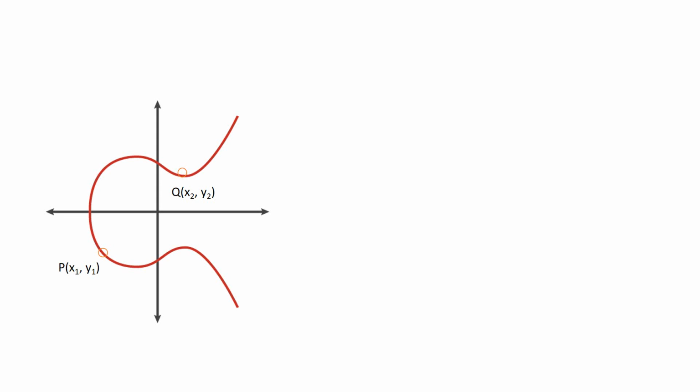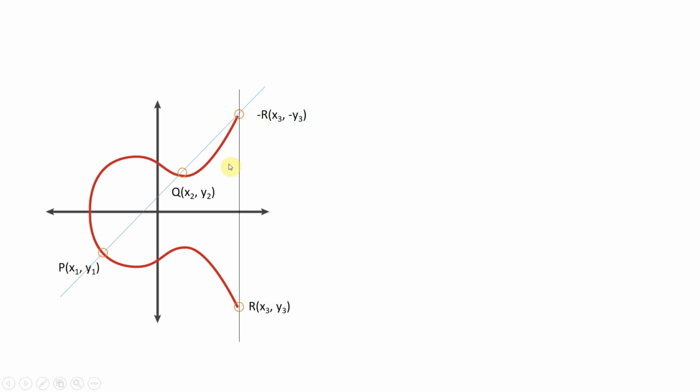I'm going to draw a linear line which satisfies these two points, and this line intersects the curve at a new point. Let's say it's minus R. I call it minus R because the addition formula proposes finding the symmetric point of this minus R point, and this is the addition point of P and Q.